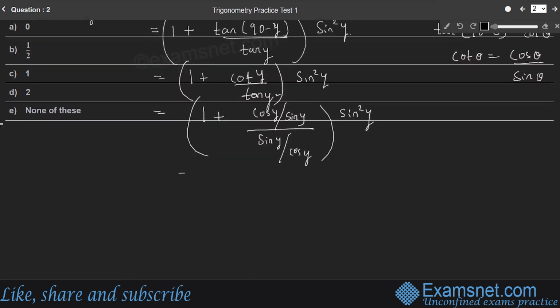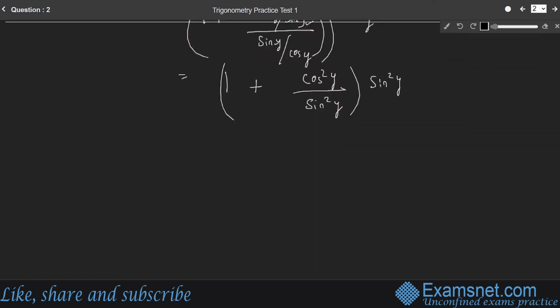So the numerator becomes, here 1 plus, so this cos y goes to the numerator, right? It becomes cos square y. So sine y into sine y. So in the denominator we have sine square y multiplied by sine square y. So take the LCM of the denominator, which is sine square y.